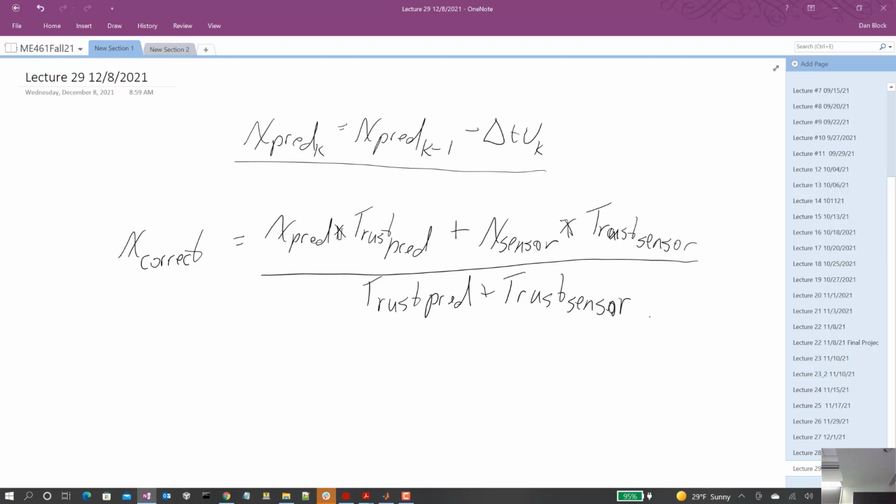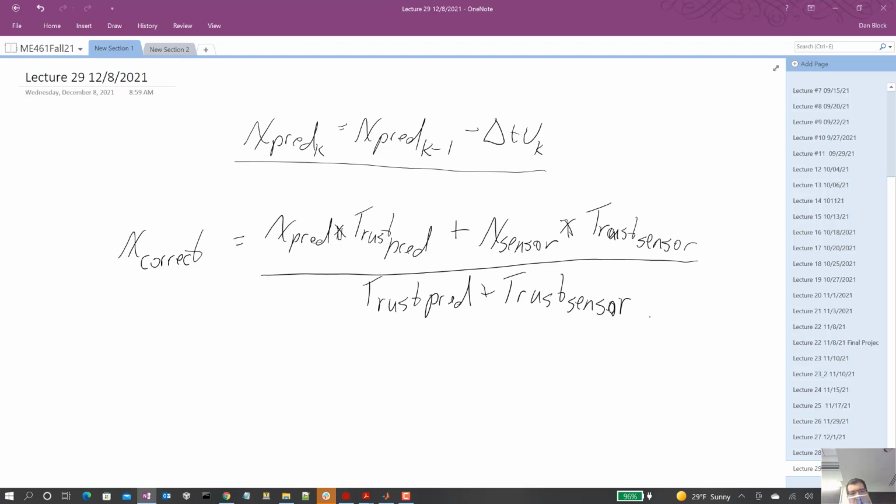Okay, all right, and great. Now, the Kalman filter is more into the covariance matrix and this kind of stuff. So it's more interested in the variance of these sensors, which is 1 over the trust. And so we want to put the equations in terms of variance instead of trust.